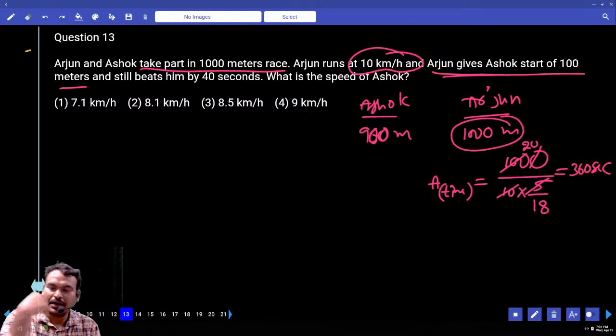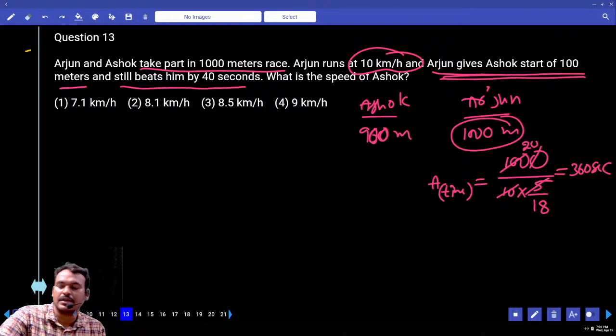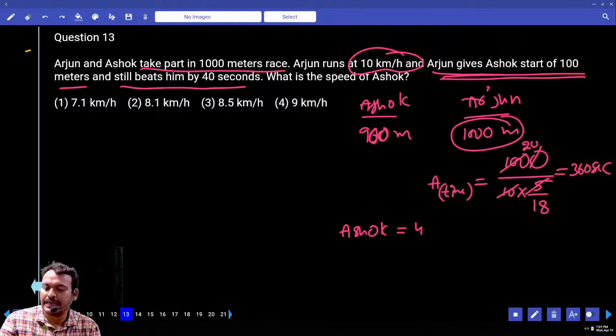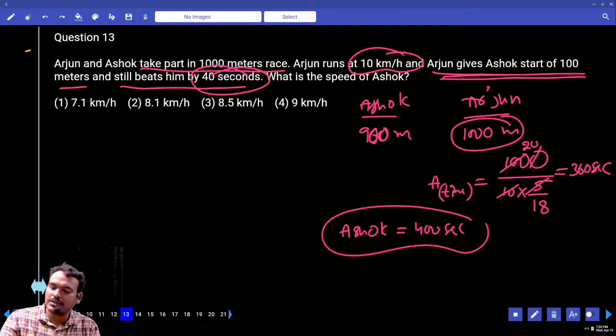Arjun's time. But here Arjun gives Ashok a start of 100 meters and still beats him by how many seconds? 40 seconds. If he still beats him by 40 seconds, how much time does Ashok take? 400 seconds. Arjun beats which one? Ashok. Time-wise how many seconds? 40 seconds. Meaning if Arjun covered in T seconds, Ashok covered in T plus 40 or T minus 40? T plus 40.